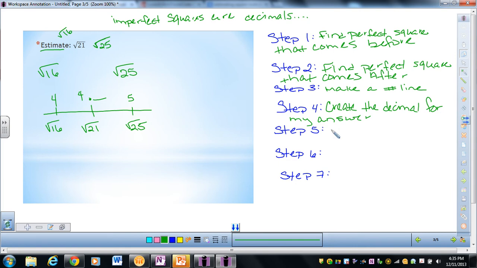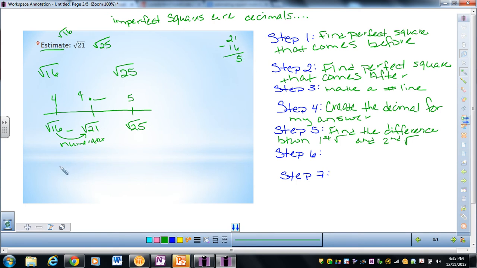Okay? Step 5 says that I should find the difference between the first square root, that's the lower one, and the second square root, that's the middle one. So I had 16 and 21. And that is going to be my numerator, right? So 21 minus 16 gives me 5. So 5 is going to be my numerator.